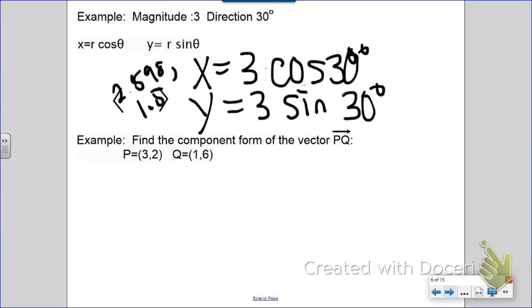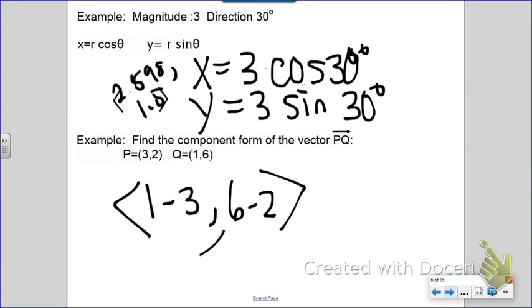Next. Finding the component form of a vector PQ. Component form again is simply taking and subtracting. Notice the order. P is the initial point, Q is the terminal point. So it's going to be terminal minus initial. So that would be 1 minus 3, terminal minus initial, 6 minus 2, so negative 2, 4. And that's my answer.